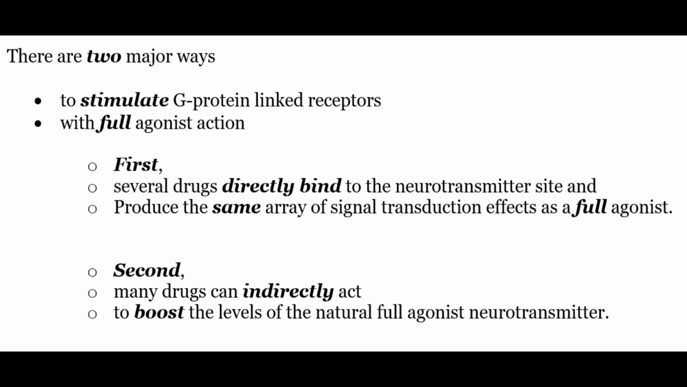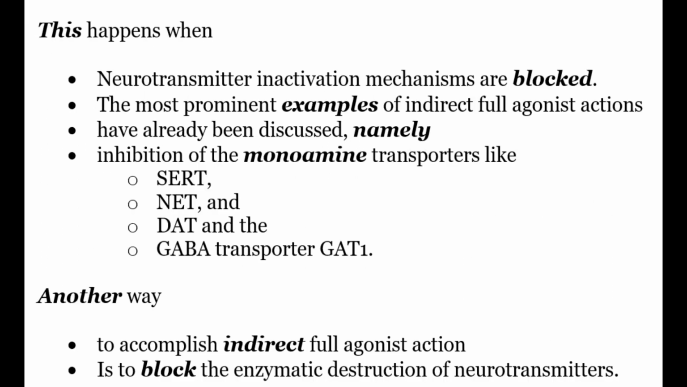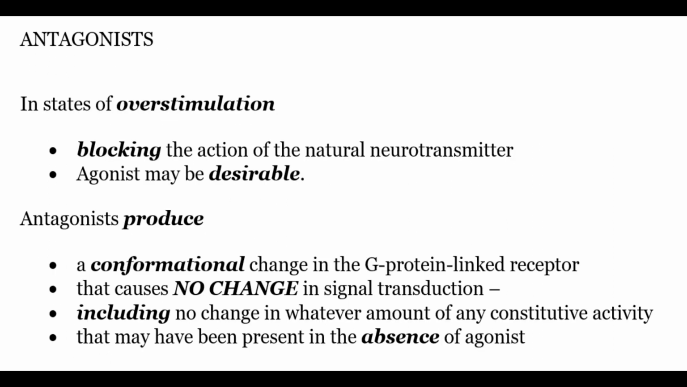And secondly, many drugs can indirectly act to boost the levels of the natural full agonist neurotransmitter. This can be achieved by two methods. The first one has already been discussed, that is inhibition of monoamine transporters like SERT, NET, DAT and GAT1. And the second one is to block the enzymatic destruction of the neurotransmitters. Now let's discuss what happens when an antagonist is present at the receptor.